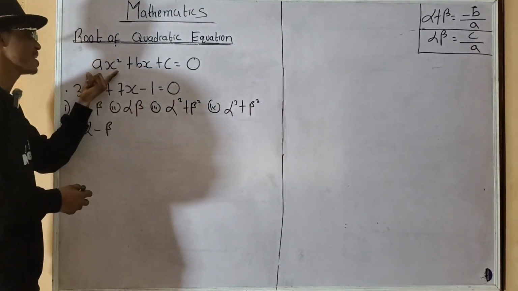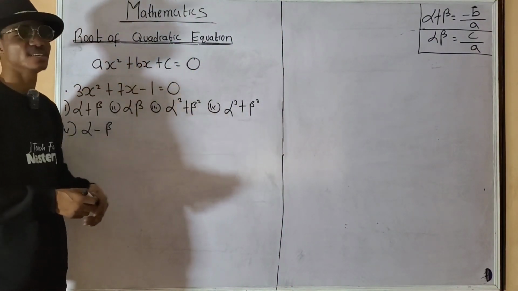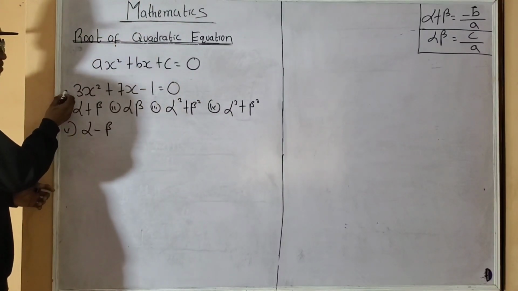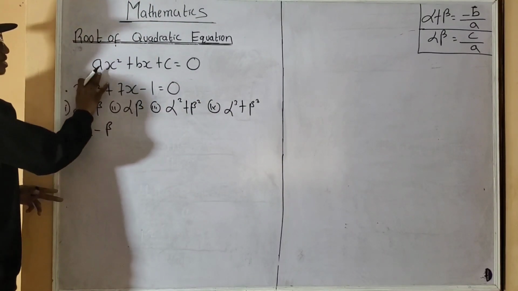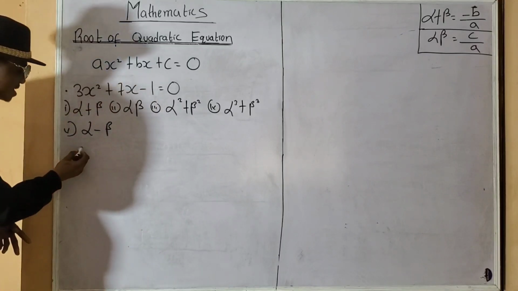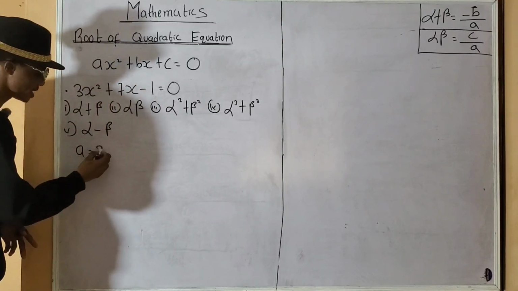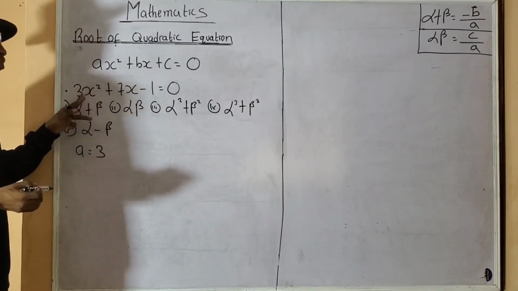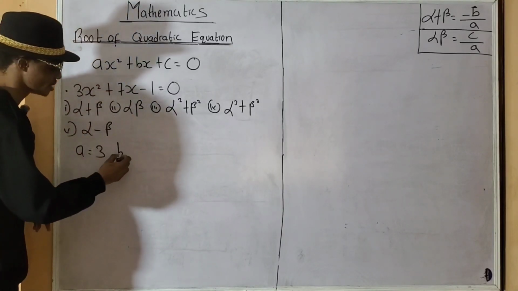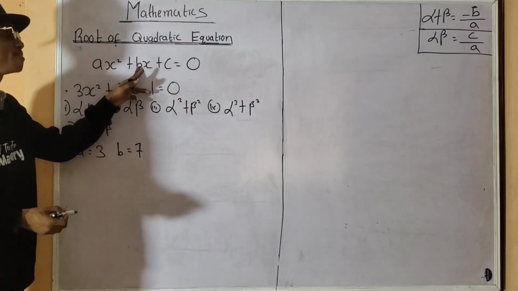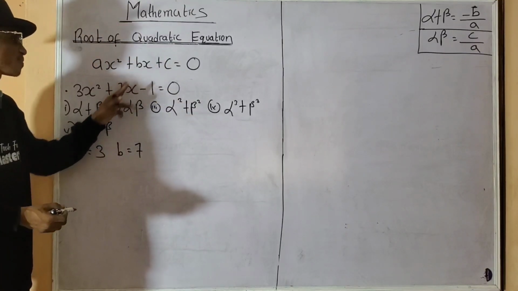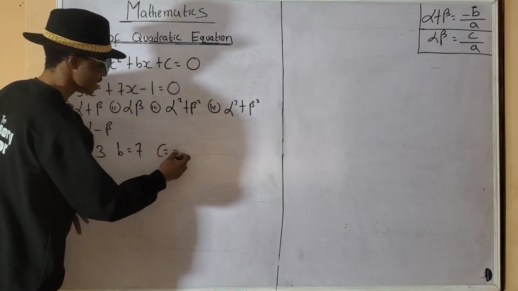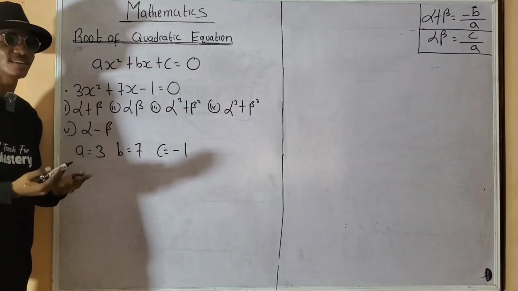Now let's go back to this. You can see that we have ax² + bx + c. So if you compare the equation that we are given to the equation on the board, you can see that a is equal to what? 3, right? Because a is the coefficient of x squared, and the coefficient of x squared here is 3. Now b is equal to 7, because b is the coefficient of x, and the coefficient of x here is 7. And c is equal to what? Negative 1. Is that not it? Yes. Okay.